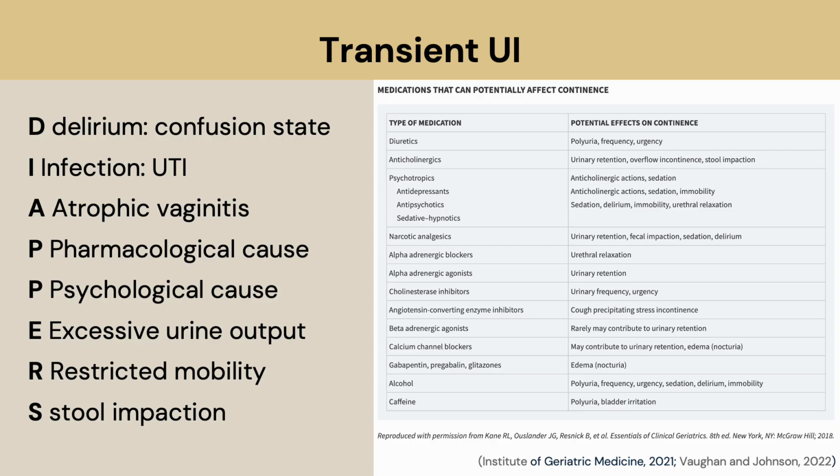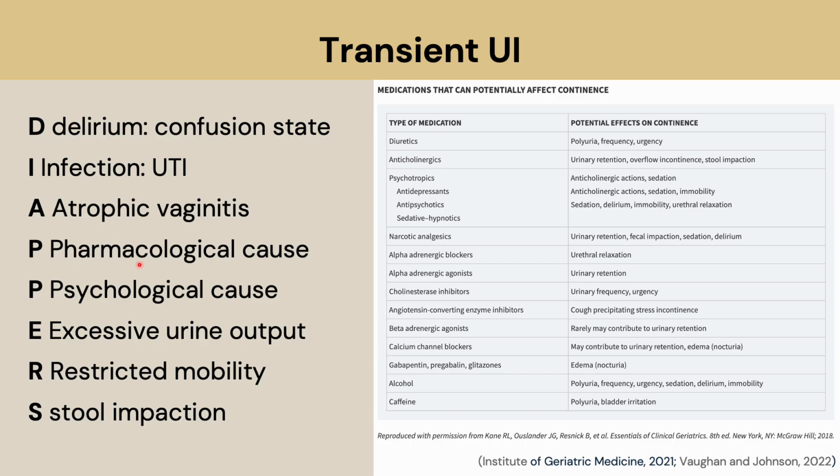For transient UI, let's go through the mnemonic DIAPERS. D is for delirium, an acute confusional state which can itself cause incontinence. I is for infection, specifically urinary tract infection. A is for atrophic vaginitis. The first P is for pharmacological causes, as many medications can precipitate incontinence, which we will look at after in the table. The second P is for psychological causes such as depression.